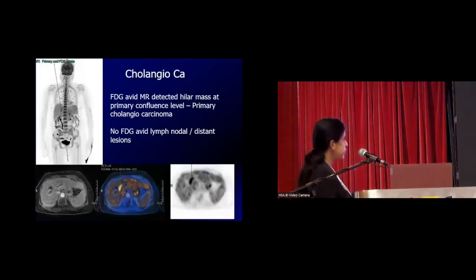So this is a patient with a cholangiocarcinoma, and we are able to show that there is a positive uptake in the primary confluence area, and the patient has no other sites of lymph nodal or distant lesions. So the surgeon can concentrate and go ahead with the management based on the PET-MR imaging modality.